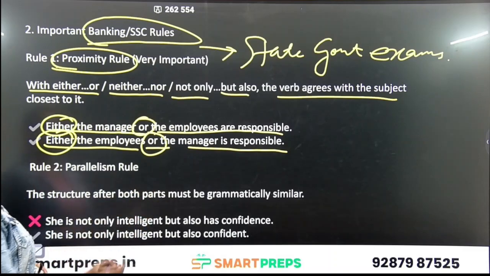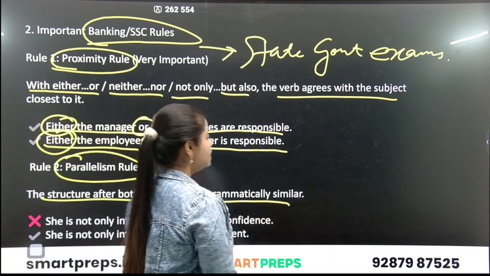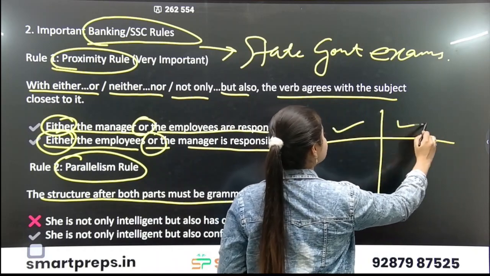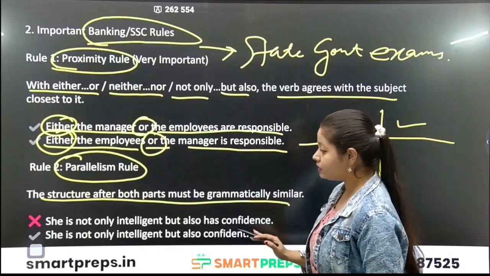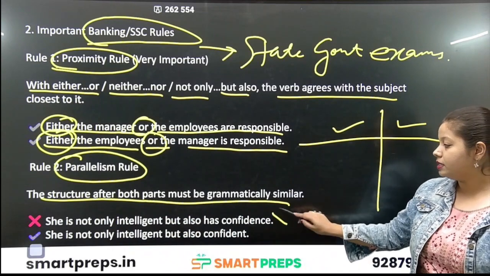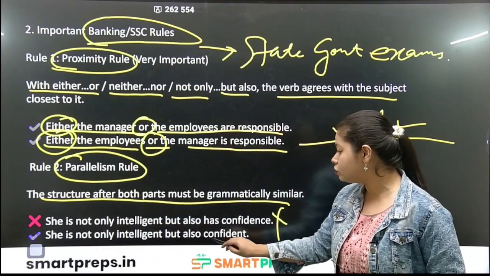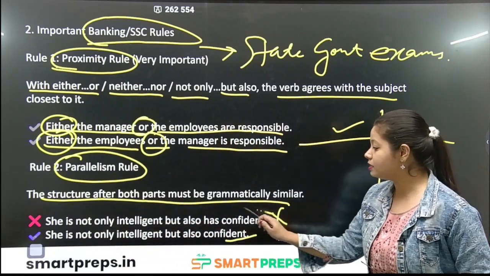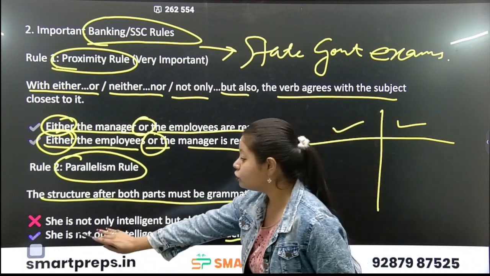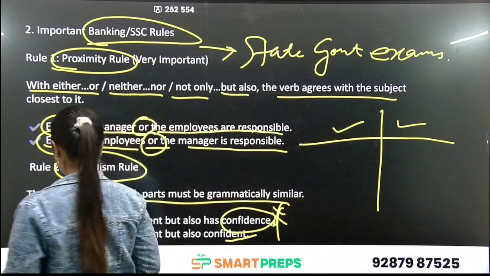Now see, rule number 2 is the parallelism rule. The structure after both parts must be grammatically similar. There is a sentence, it is divided into two parts, and both the parts have to be grammatically similar. Now see the statement: she is not only intelligent but also has confidence. This statement is wrong. Why? Look at the correct statement: she is not only intelligent but also confident. In the first statement, what is written? But also has confidence. No, this will be wrong. Thus the correct statement is, she is not only intelligent but also confident.